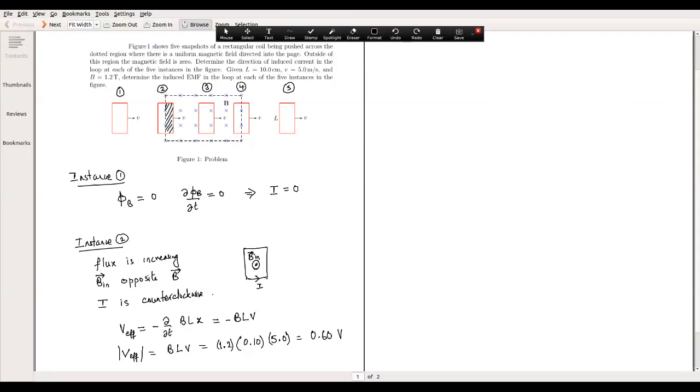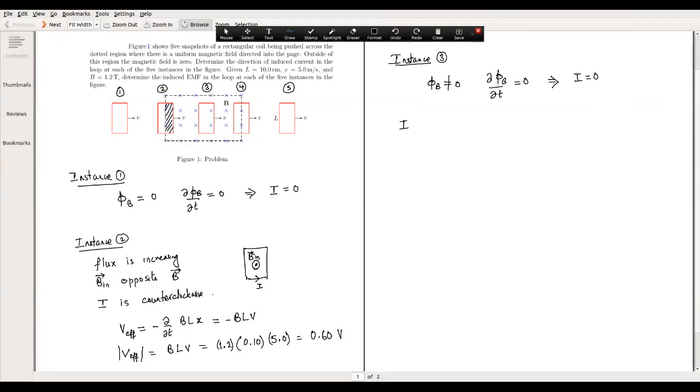Coming to instance 3, in this case, the flux is not equal to 0. There is a magnetic field, there is an area of the loop, so this is not equal to 0. But what is equal to 0 is the rate at which the flux is changing. The rate at which flux is changing is indeed 0. And as long as the flux is not changing, the induced voltage is 0, which implies the induced current will be 0. So we do not have to worry about the direction of the current because there is no current induced. So this was instance 3.